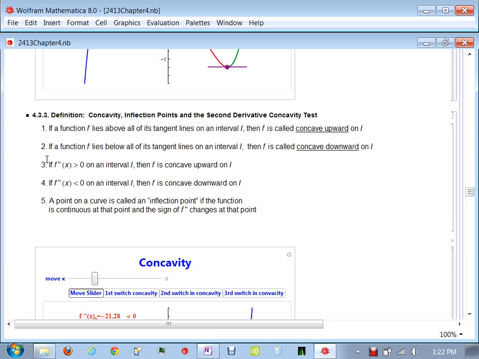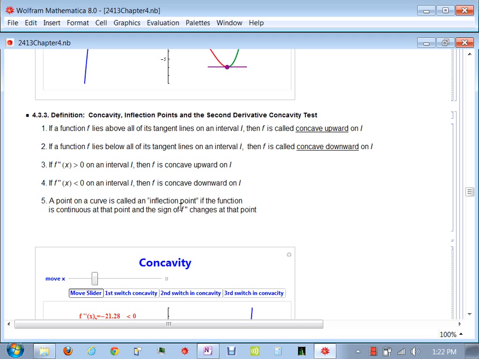So look at this right here. If the second derivative is positive on an interval, we say it's concave up. That's easy to remember, I think. Second derivative positive means you have a smile, right? Positive people smile, for the most part. If the second derivative is negative, then it's a frown. So negative people are always grumpy, right? They're always frowning, so you've got a frown.